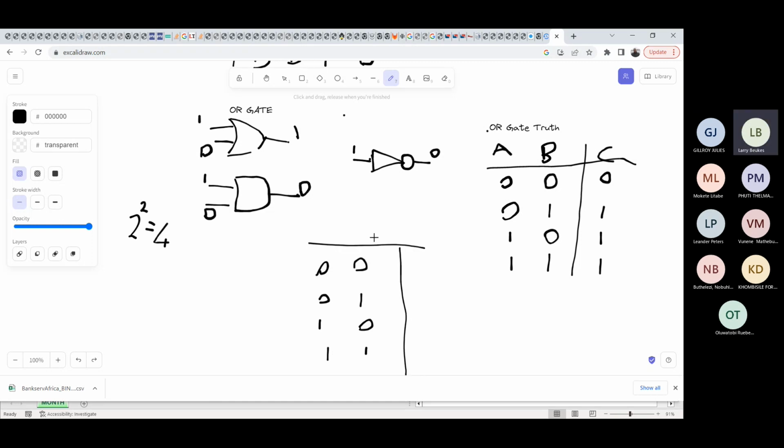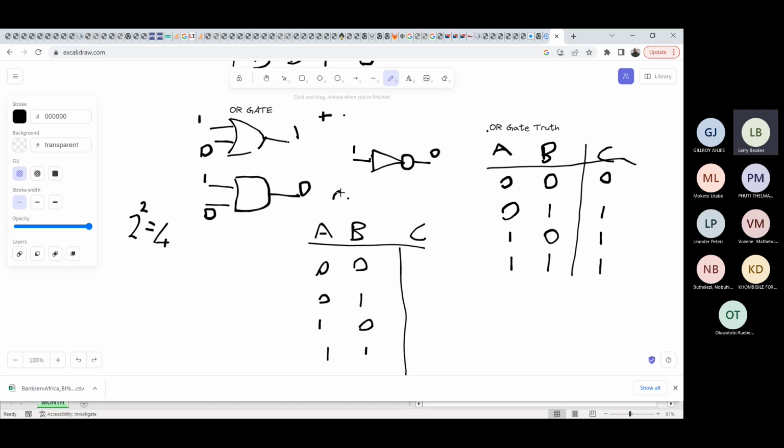Then we're gonna have A, B, and C. So 0, 0 in an AND gate. An AND gate is like multiplication, just to make it simple for people. An OR gate is like addition, you add, right? So that's why it's denoted by a plus, and then an AND gate is denoted by a dot.